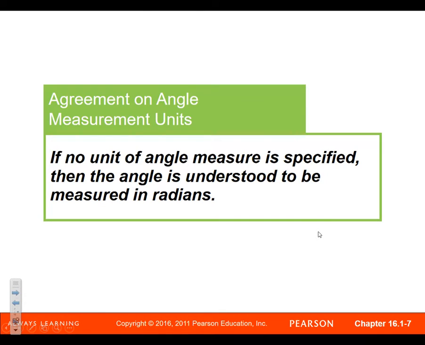If we need to come to an agreement: if you are not given a specific unit of measurement, then it is understood that it's in radians. It's in radians. Okay.